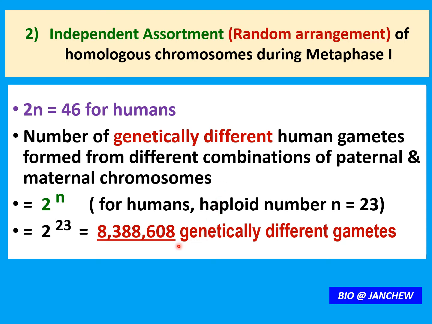Now, this is not even considering crossing over. So if we consider crossing over, it's quite possible that there are no two gametes that are exactly alike genetically, even though they are from the same individual.